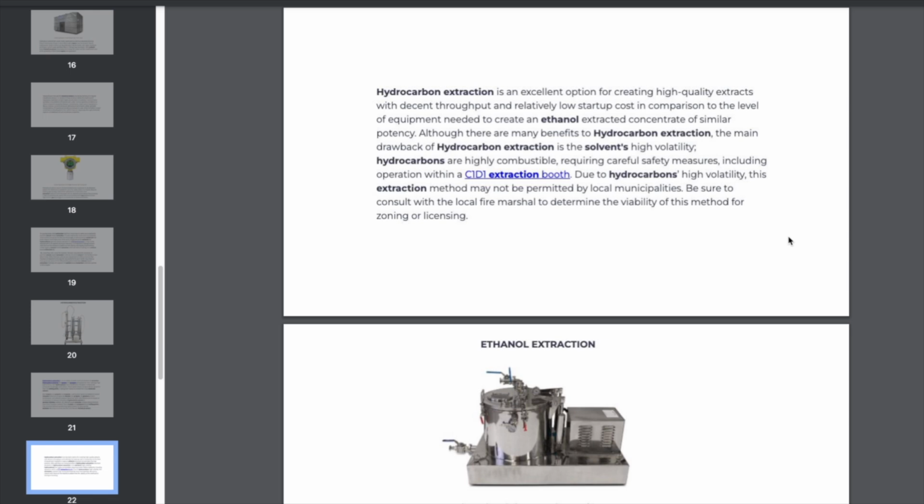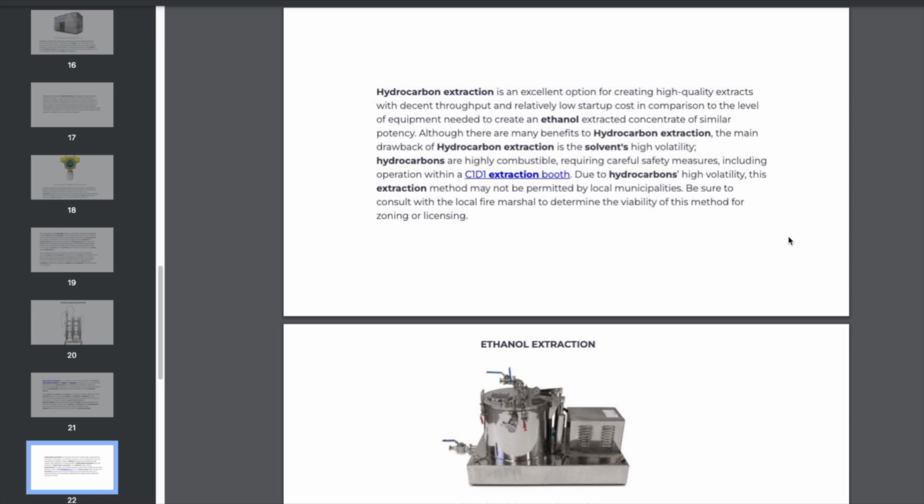Although there are many benefits to hydrocarbon extraction, the main drawback is the solvent's high volatility. Hydrocarbons are highly combustible, requiring careful safety measures, including operation within a C1D1 extraction booth. Due to hydrocarbons' high volatility, this extraction method may not be permitted by local municipalities. Be sure to consult with your local fire marshal to determine the viability of this method for zoning and licensing.